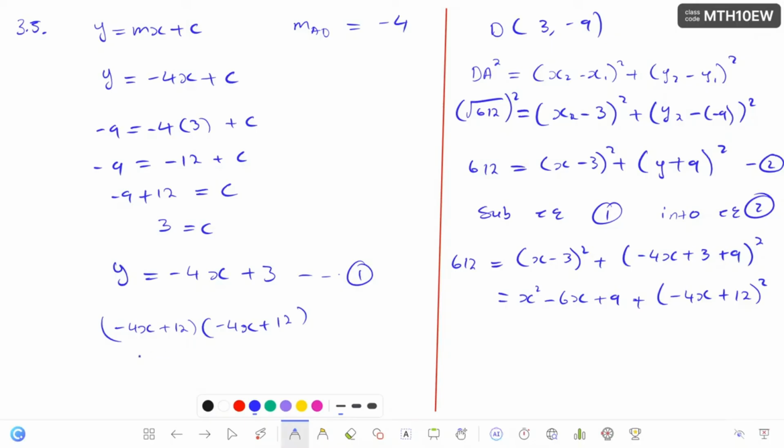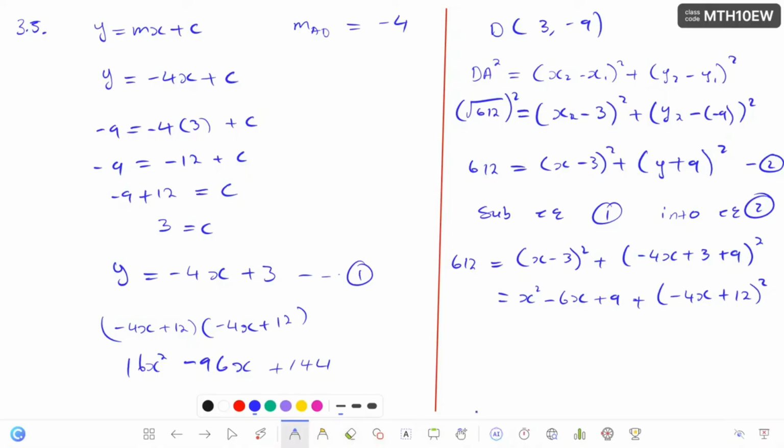So 4 times 4 is 16x squared. Then negative 4x times this one is going to be negative 48, meaning negative 96x plus 144. Guys, I hope you know how to solve this thing fast, so I'm not going to show you the steps. There is a video that I made. If you want to see how I do this, go watch the video.